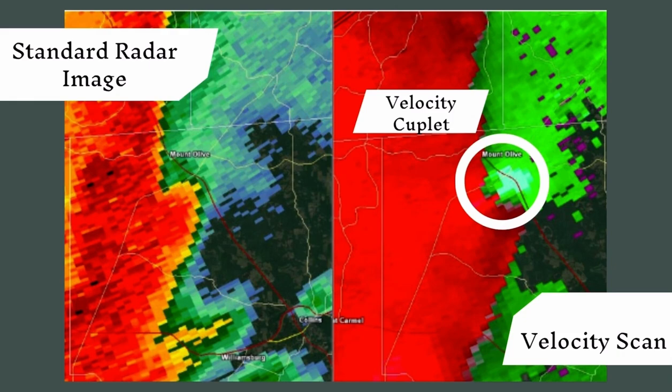We know this because we can see that on one side the precipitation is heading towards the radar, and on the other side the precipitation is heading against it. This causes rotation within the storm. Meteorologists will almost always issue a tornado warning if they see a strong velocity couplet within a storm.